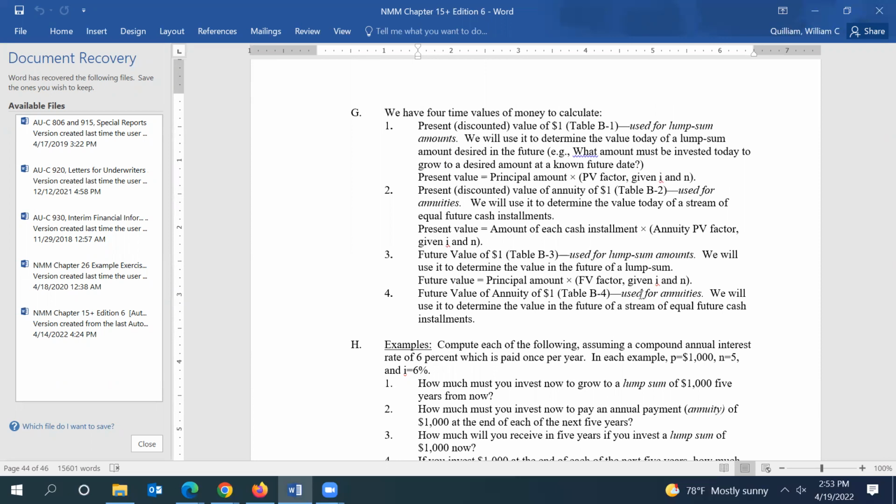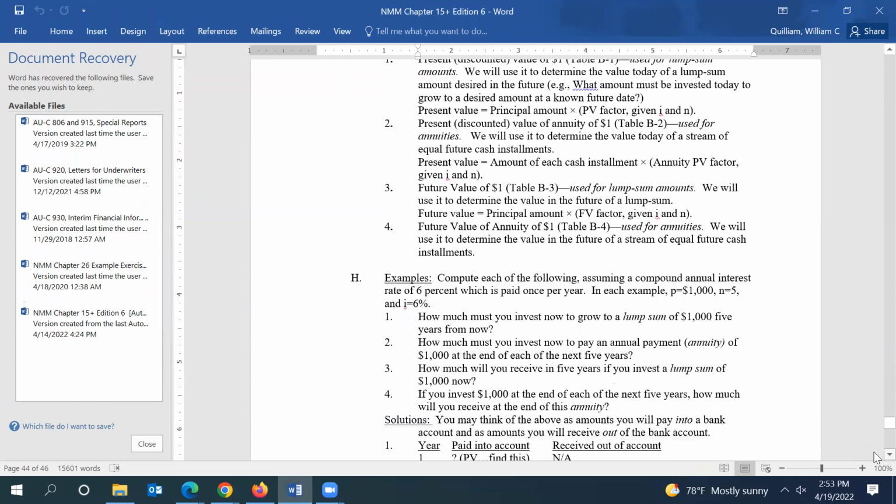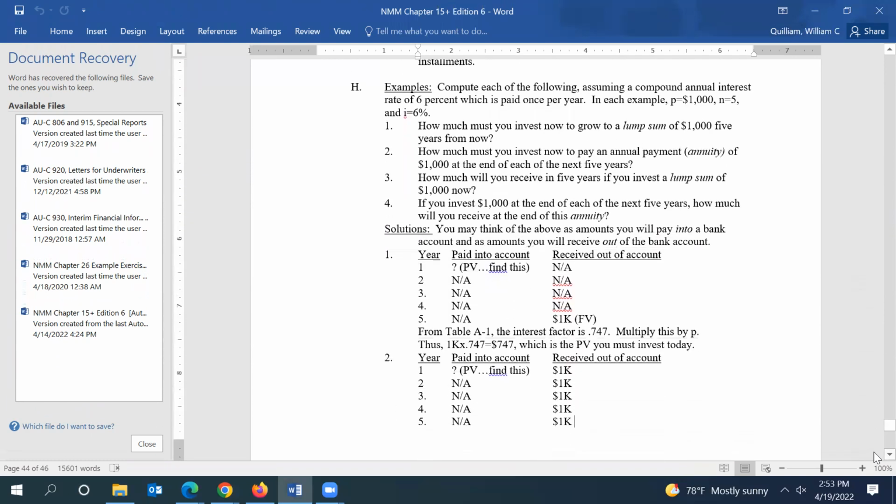So first of all, the future value of $1. We'll look at table 3, used for lump sum amounts. And we'll use it to determine the value in the future of a lump sum. All right. Let's see that under H. Number 3. So how much will you receive in 5 years? So that's in the future. If you invest a lump sum of $1,000 now. So $1,000 is our present value. We invest that now. In 5 years, that's a future value.